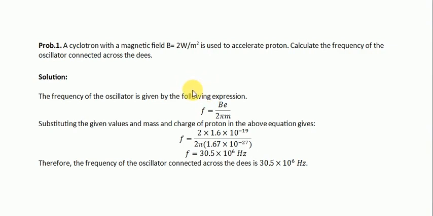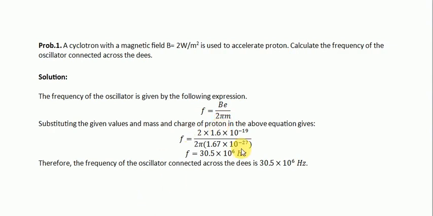To find the frequency, we have this formula. The frequency of the oscillator is given by the following expression: F equals BE by 2 pi m. In this formula, F is the frequency we are looking for, B is the magnetic field strength, E is the charge of the proton, and M is the mass of the proton. Now let's break down each part separately.